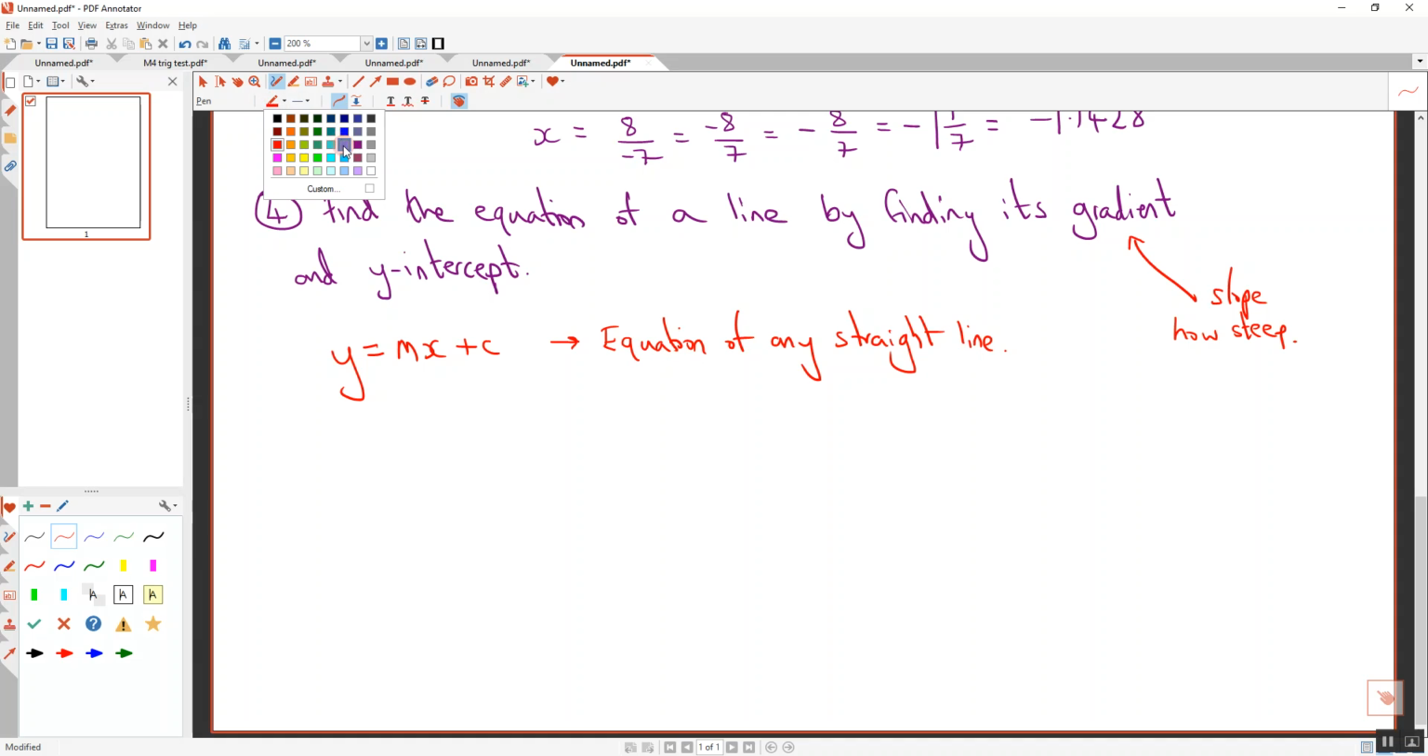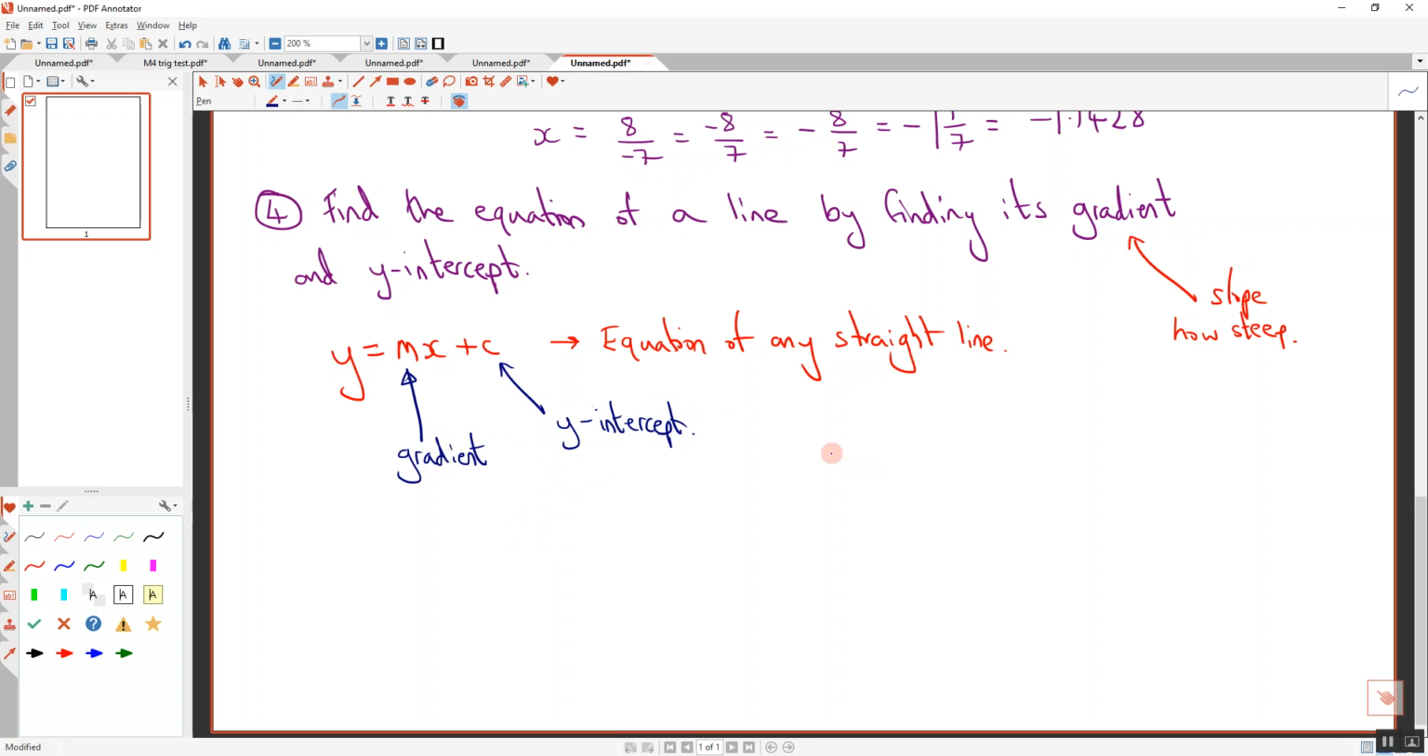Now, what does the m stand for in this equation? Slope. Okay, now what's the proper word for slope? Gradient. Okay, so m is gradient. And c is the... What's the first letter? Intercept. Yep, c is the y-intercept. So you only need two things, gradient and y-intercept, to work out the equation of a straight line.